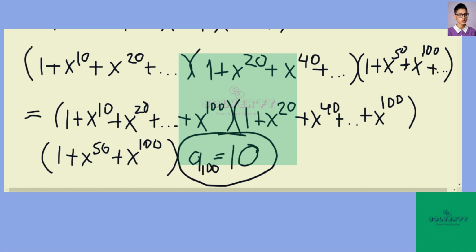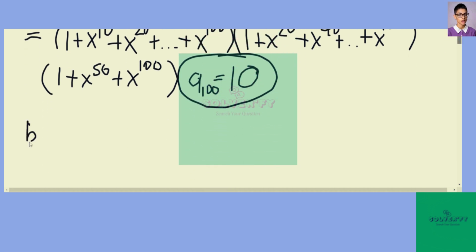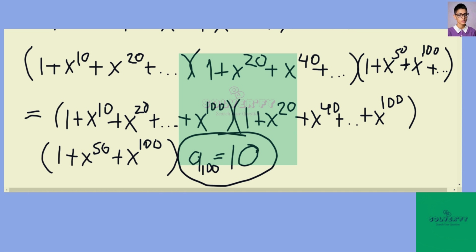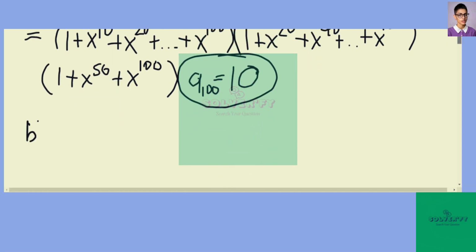In part B, we're asked to make change using $5, $10, $20, and $50 bills. We already have the generating functions for $10, $20, and $50 bills. But for $5 bills, we can make any dollar amount which is a multiple of 5. So the generating function will contain any power of x which is divisible by 5. So this is 1 plus x to the 5th plus x to the 10th, and so on.